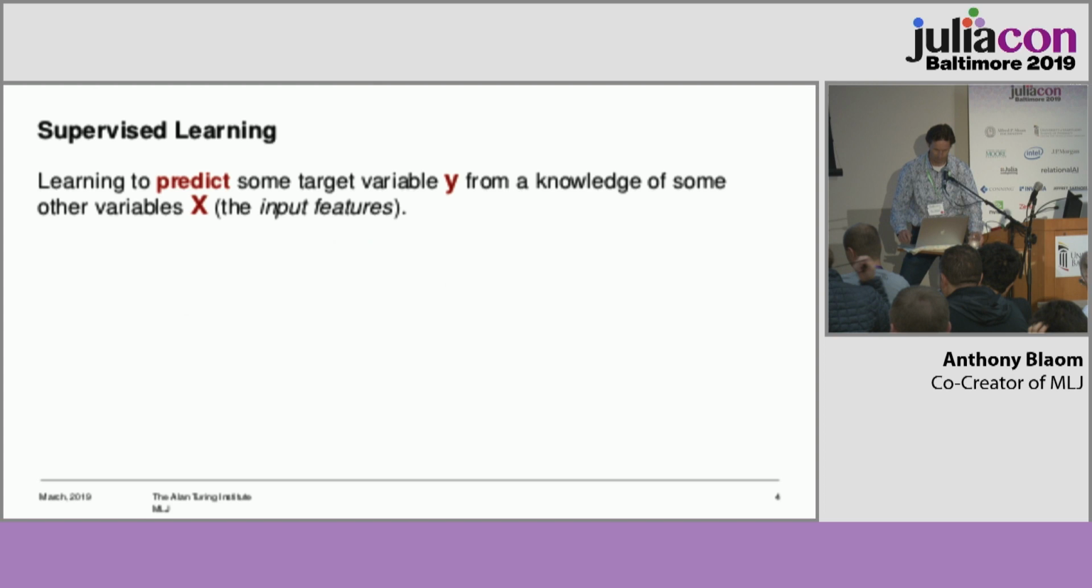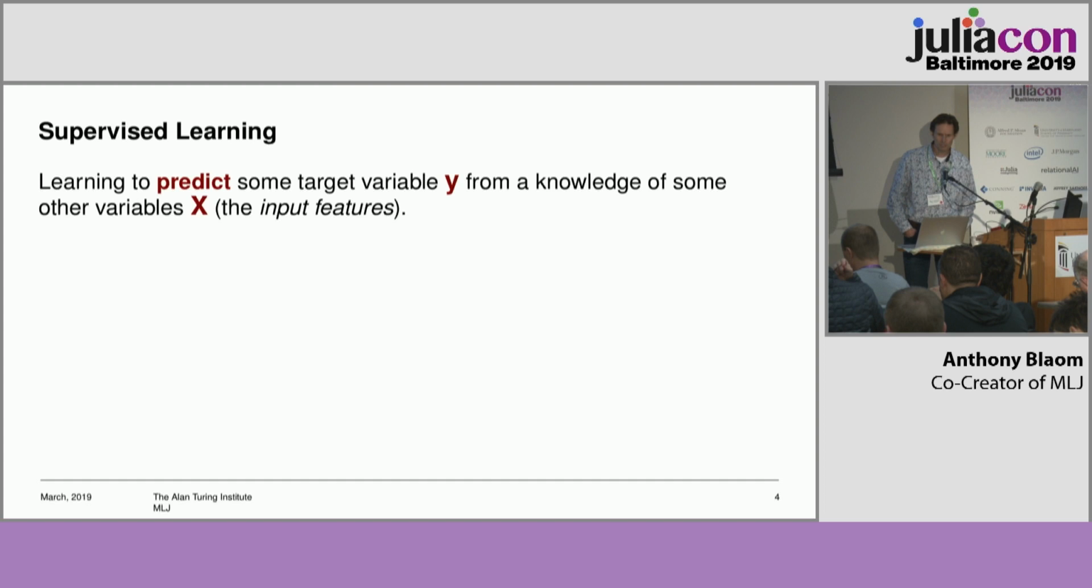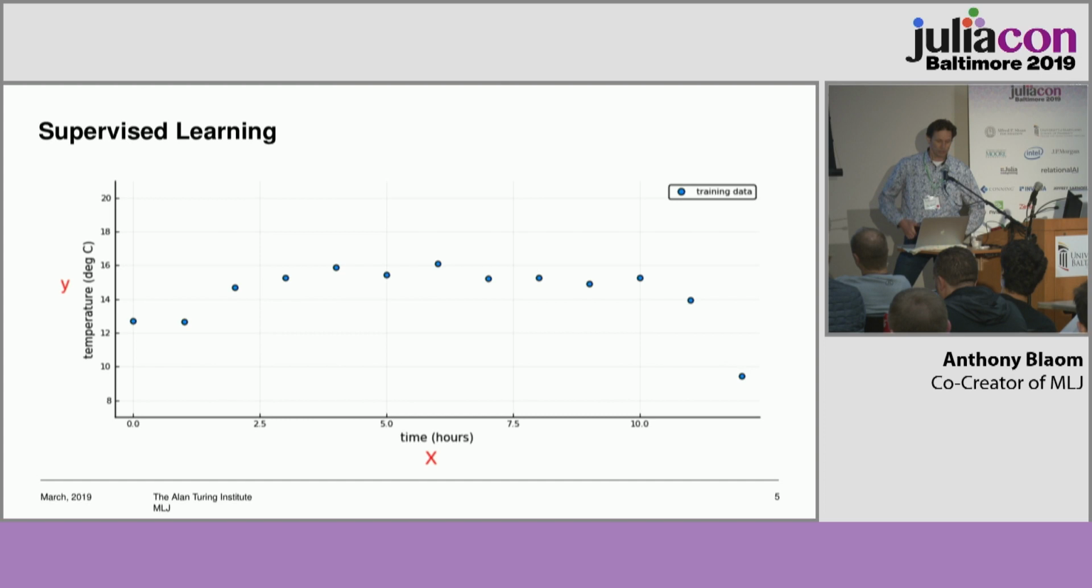So machine learning comes in kind of two main flavors. The first is called supervised learning, and in supervised learning, basically, you're trying to predict some target variable, we'll call it Y, from a knowledge of some other variables, which collectively we'll refer to as X. So for a simple example, suppose we're trying to predict the temperature in this room, and we've measured the temperature at hourly intervals, and we'd like to predict the temperature at some other time. So in this case, our target variable would be the temperature, and the input features would be just a single variable, the time of day.